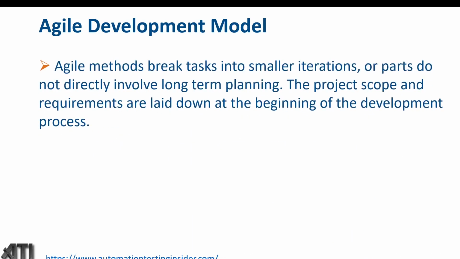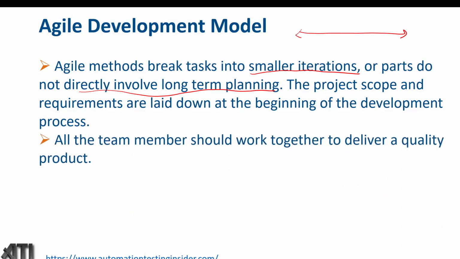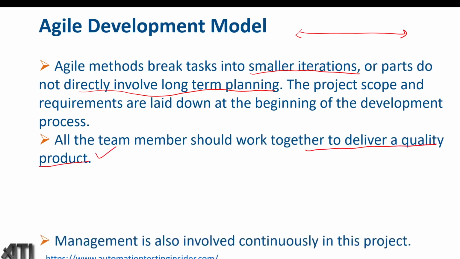So what do you mean by Agile development model? Agile methods break the task into smaller iterations. We have seen a complete one-year project. The project scope and requirements are laid down at the beginning of the development process, so we divided it into different modules or sprints to develop them. All the team members should work together to deliver a quality product. This is the main focus of the Agile development model.